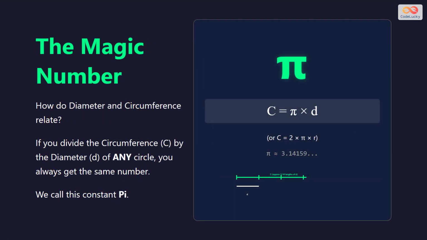There is a magical relationship in every circle. If you take the circumference and divide it by the diameter, you always get the same number. We call this constant pi. It is approximately 3.14159. This is why the formula for circumference is often written as pi times diameter.